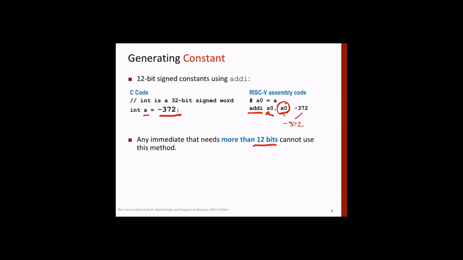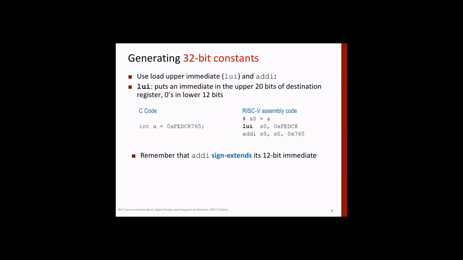So in case we want to generate a constant which is bigger than what can be represented by 12 bits, then we need to do something else. That's what we call generating 32-bit constants.